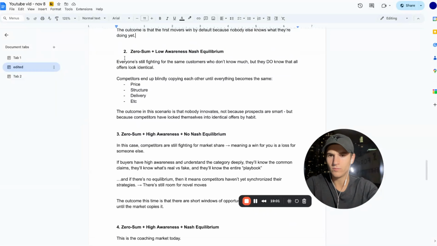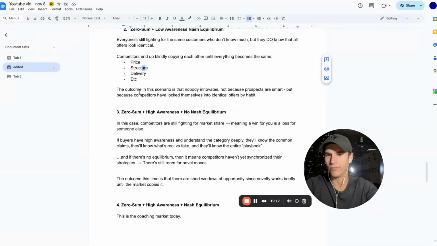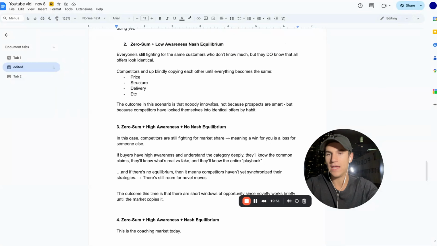Number two is zero sum plus low awareness. Everyone's still fighting for the same customers who don't know much, but they do know that all offers look identical. Competitors end up blindly copying each other until everything becomes the same: the price, the structure, the delivery, etc. The outcome in this scenario is that nobody innovates, not because prospects are smart, but because competitors have locked themselves into identical offers by habit.